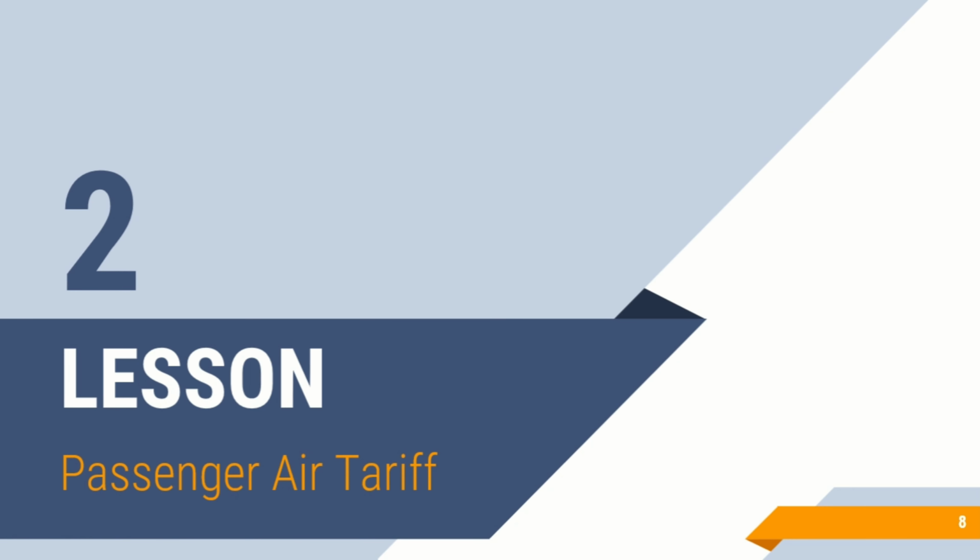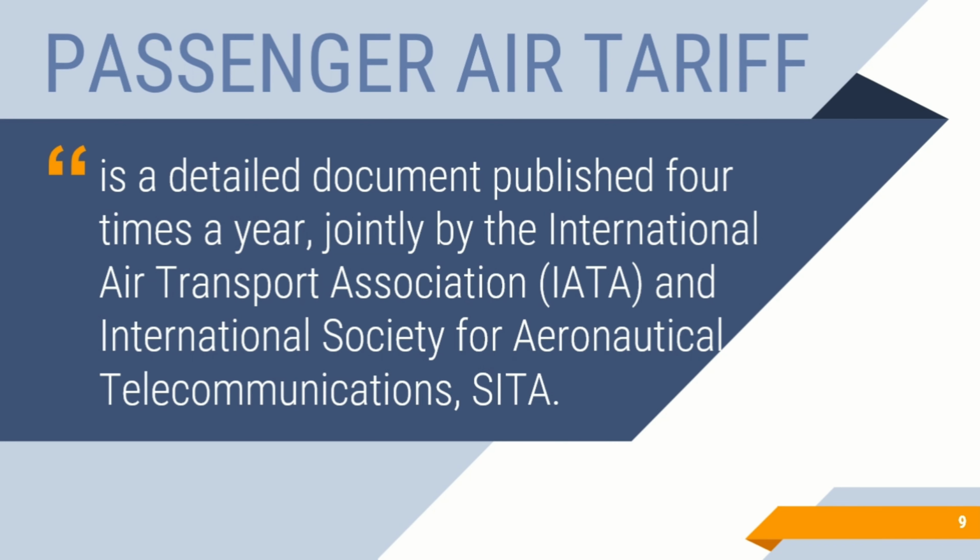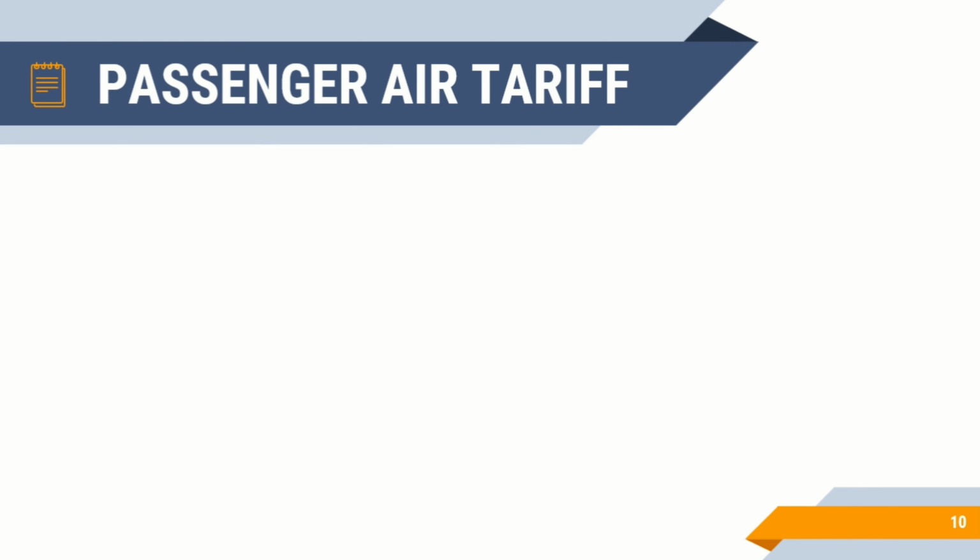The third source is a Global Distribution Systems fare quotation display or the FQD. Lesson 2, Passenger Air Tariff. Let's define first the passenger air tariff. Passenger air tariff is a detailed document published four times a year jointly by the International Air Transport Association or the IATA and the Society for Aeronautical Telecommunications or SITA.